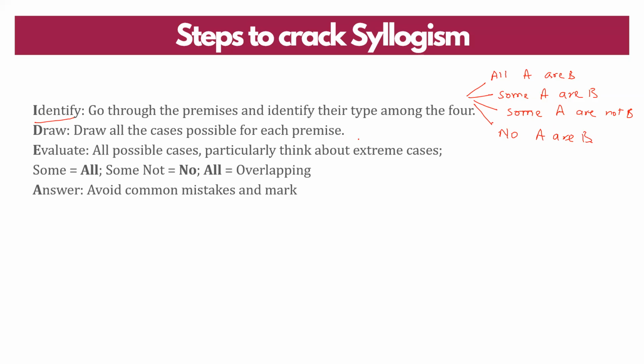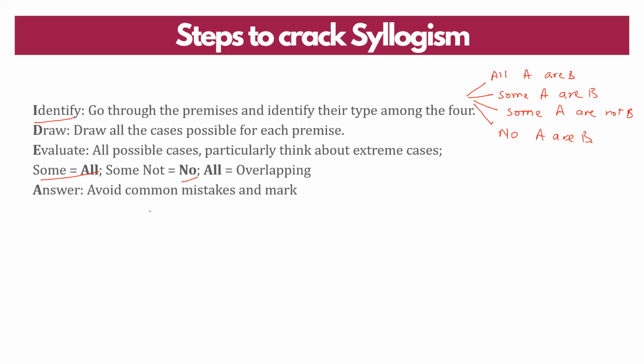So I read the statement, draw the diagram. That is the second step. And think about all the possibilities. Evaluate all possible cases. Particularly think about the extreme cases. The extreme of some is all. Some A are B, some means at least one. At least one means from 1% to 100%, anything can happen. Some A are B, extreme case: all A are B. That means the 100% things are overlapping. Some not: the extreme case is no. Some A are not B means at least one A is not B. The extreme case of that is no A is B. All A are B, the extreme case: both the circles can overlap.